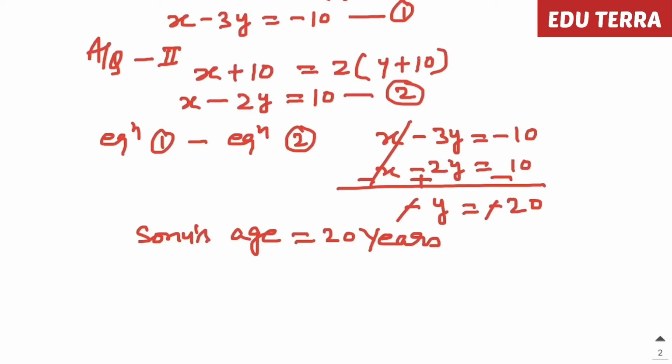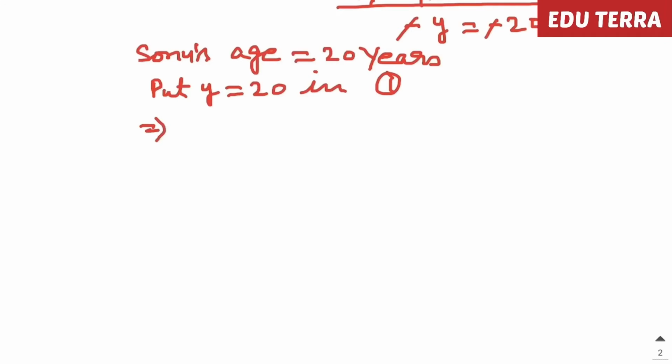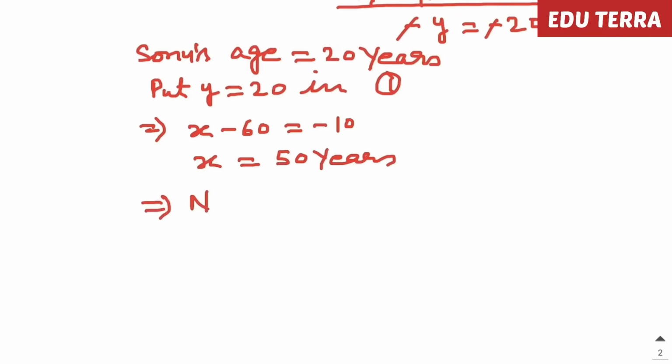So put y equal to 20 in equation 1. This implies that x minus 60 equal to minus 10. So x equal to 50 years. This implies that Noori's age equal to 50 years. It is our answer.